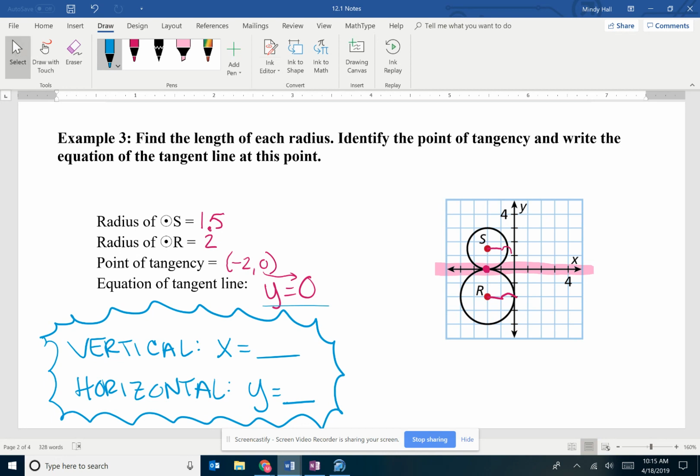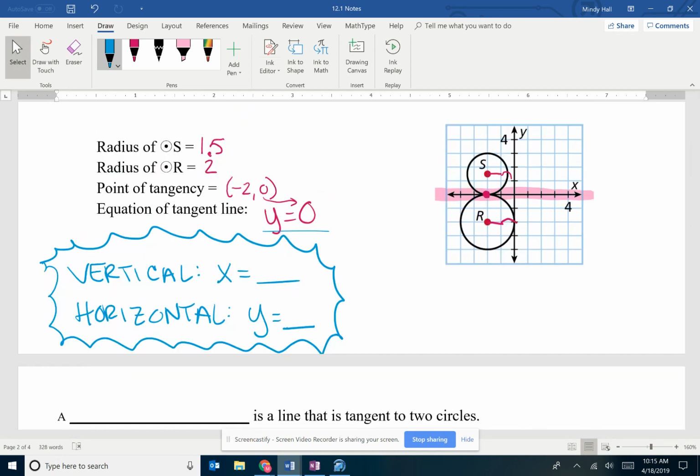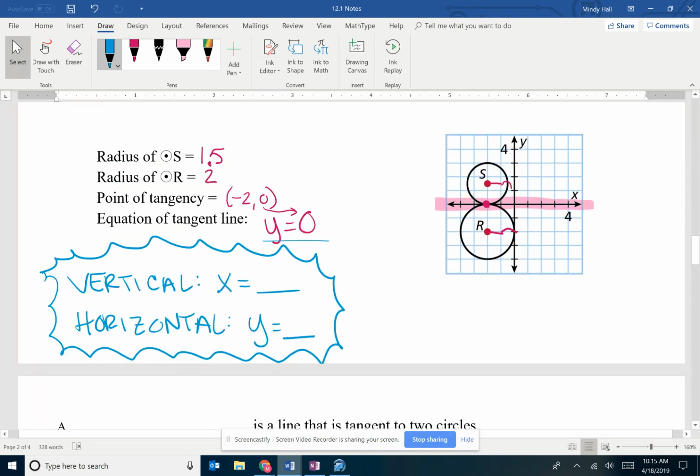So moving on from there. Oh, and another thing with this, just make sure that whatever your tangent line is equal to, make sure that it's one of the numbers from your point of tangency, because it should be matching that in order to actually be the tangent line.